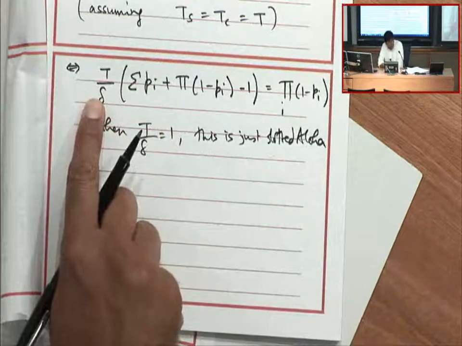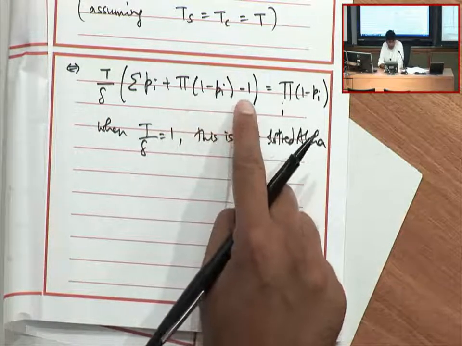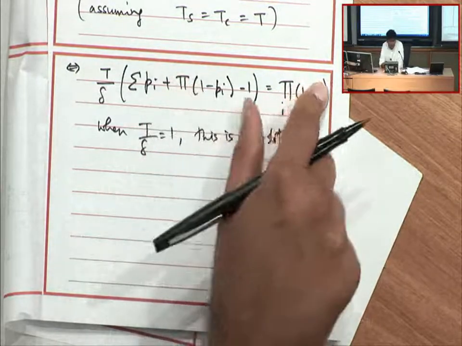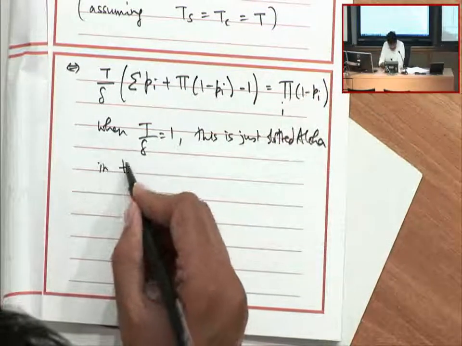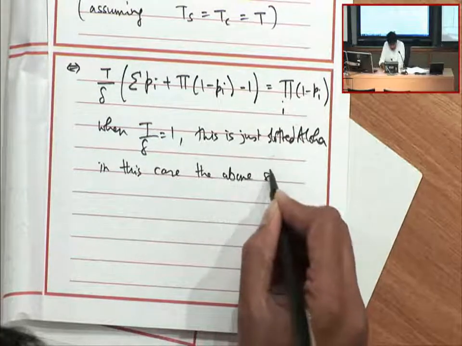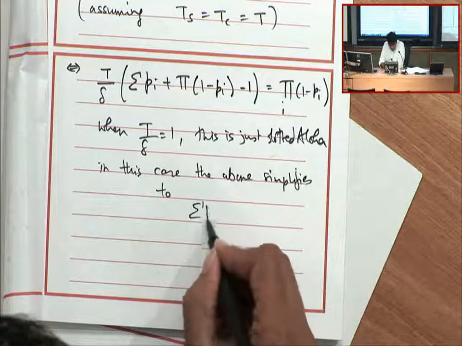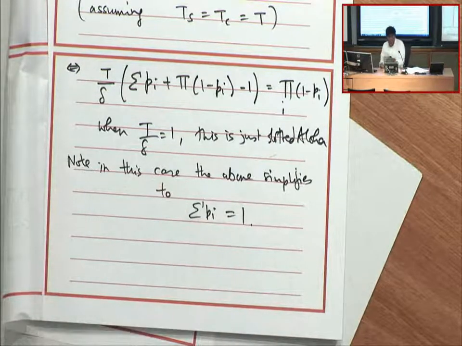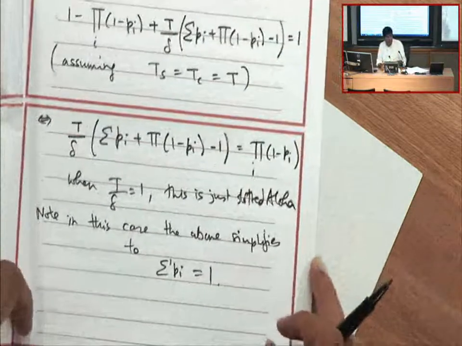If this was 1, then you get summation of pi plus product of 1 minus pi minus 1 equals the product of 1 minus pi. These two terms cancel out. You get summation of pi minus 1 equals 0. Summation of pi equals 1. Right? In this case, the above simplifies to summation of pi equals 1. But in general, it's a little bit more complicated.